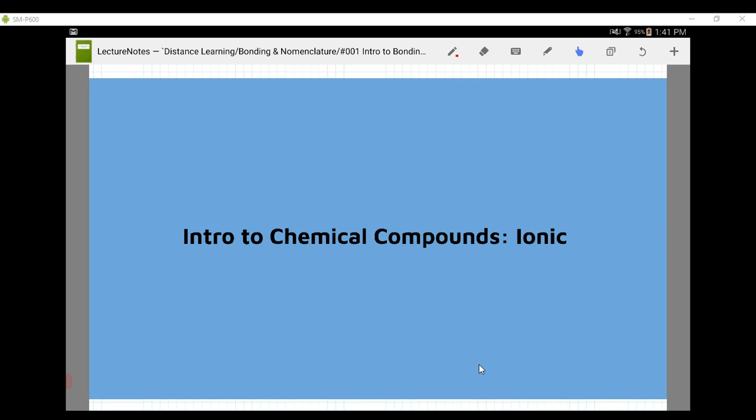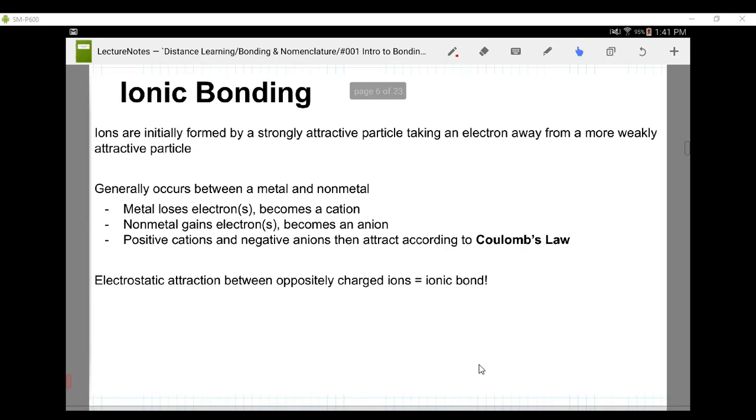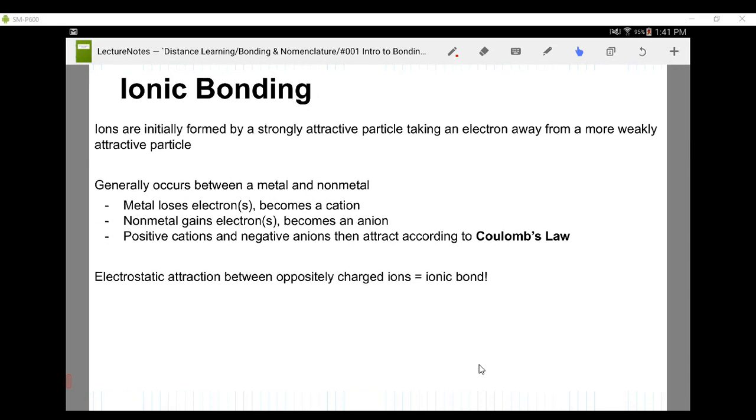All right, so let's take a deeper look at ionic compounds in particular. This first slide just summarizes what we talked about in the last video. As a reminder, in ionic bonding, there is a really strongly attractive atom or group of atoms, and they're so strong that they completely pull an electron away from a more weakly attractive atom, and that causes two different ions to form, the cation and the anion.